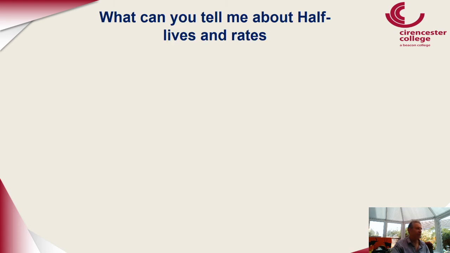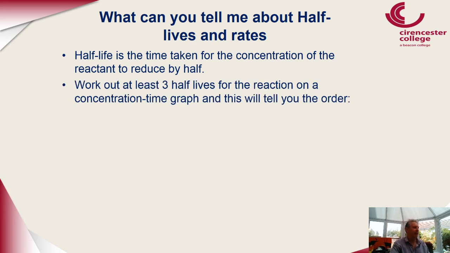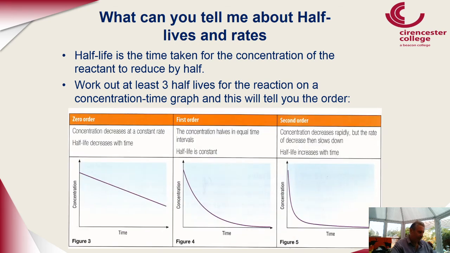So let's have a look at that. What can you tell about half-lives and rates? Half-life is the time taken for the concentration to reduce by half. Work out at least 3, and that will tell you the order. If the half-life is approximately the same each time in those 3 times you've worked it out, then you can say what the half-life is.